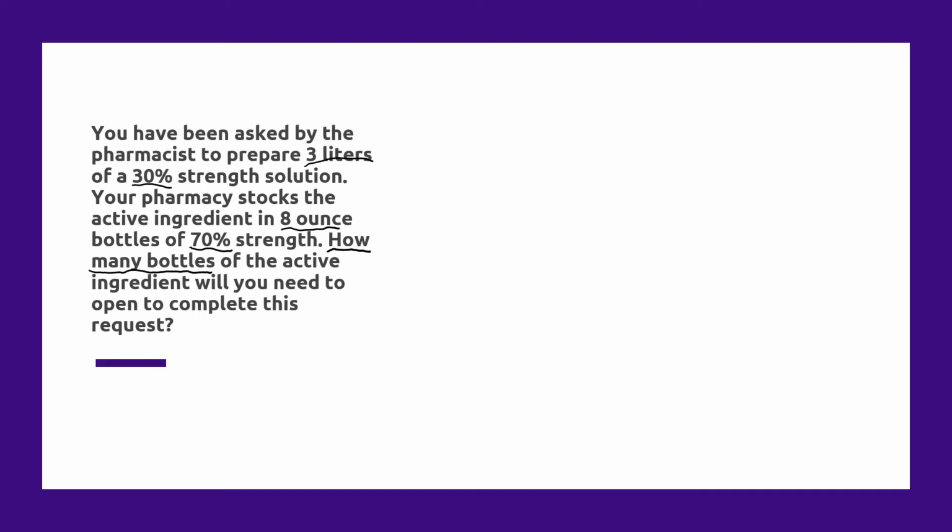The first thing I would do is figure out how much of the active ingredient we're going to need in this 30% solution that's 3 liters. And it's very important that you understand what percentage means. That's an expression of a concentration. And in this example, this is telling us how many grams there are per 100 milliliters of solution. So a 30% solution has 30 grams of the ingredient per 100 milliliters. Okay, so that's what we're being told to make.